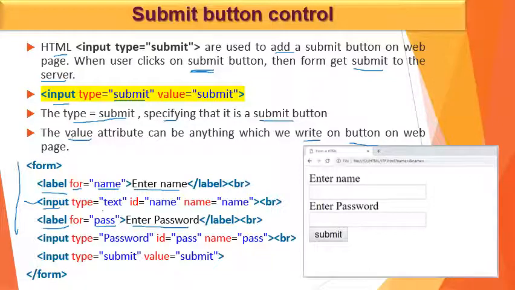First is type is equal to text, id is equal to name, and name is equal to name, which is given in double quotation. So that is the value of each attribute of the input control. Next, another input is also given here, and at the last, the third input, which is very important, is the submit button. This will give the submit button on the form. The value of that submit button is given here. So this is very important, that submit is the value of this submit control button.